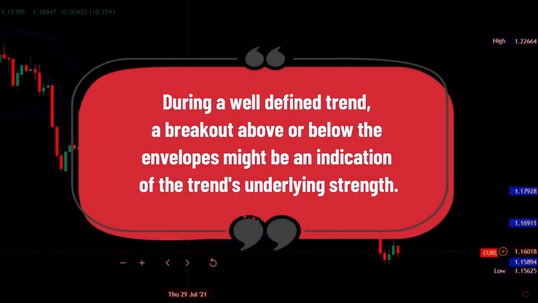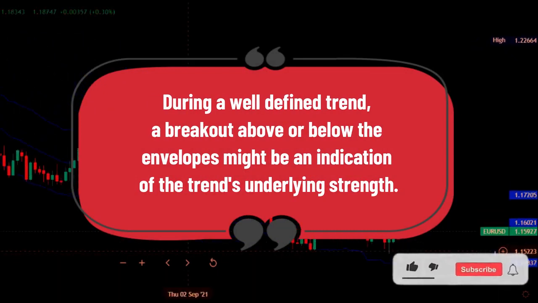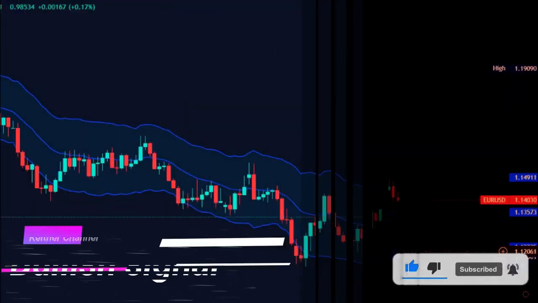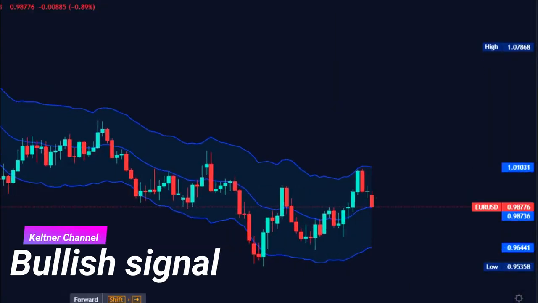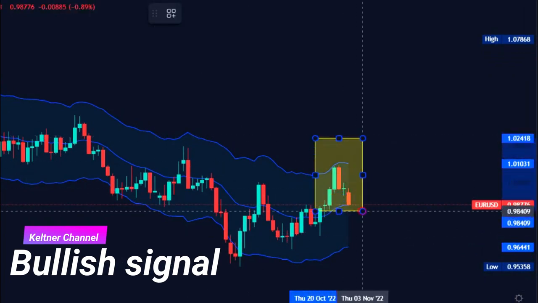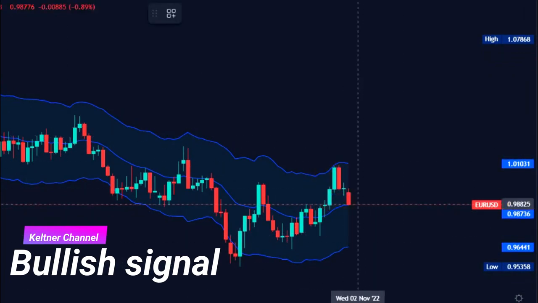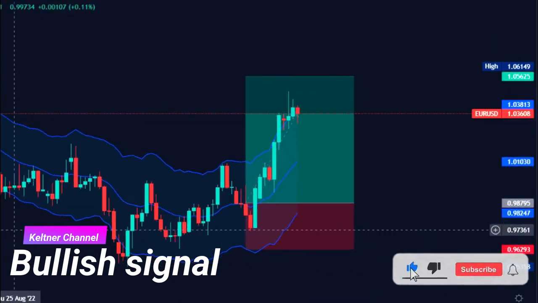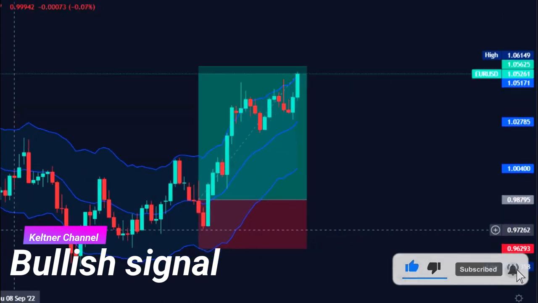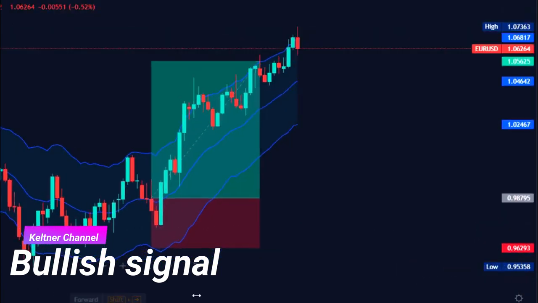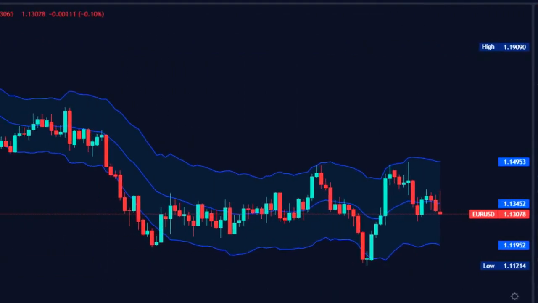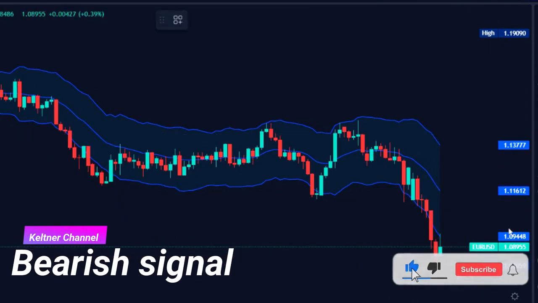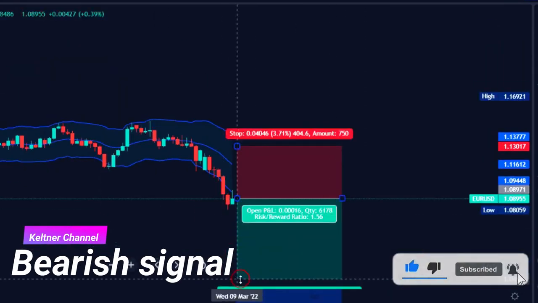First, trend confirmation. During a well-defined trend, a breakout above or below the envelopes might be an indication of the trend's underlying strength. During a bullish trend, a break above the upper envelope might be viewed as an indication of strength, suggesting that the uptrend is likely to continue. During a bearish trend, a break below the lower envelope might be viewed as an indication of strength, showing that the downtrend will likely continue.